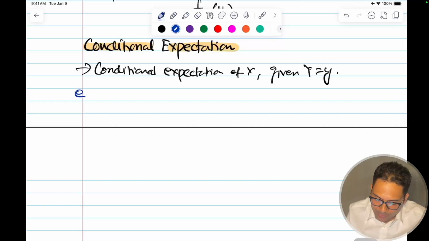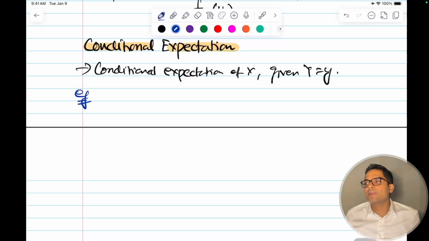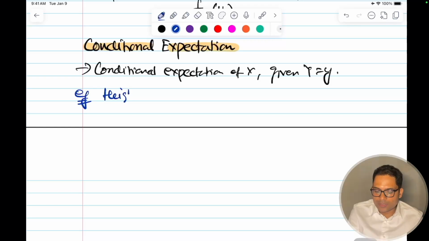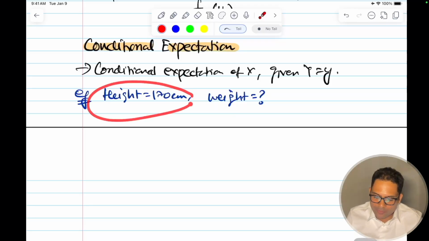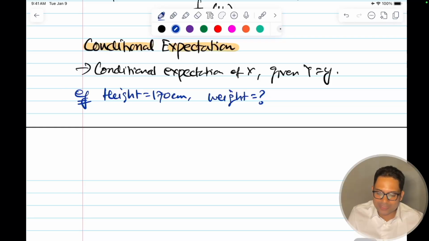So what will be the example? For example, we have the conditional expectation of a person's weight given its height. If you have given height, so for example, if the height of the person is equal to 170 centimeter, then what will be its weight? So this information is available. So this won't be the average weight, right? If I ask you the expectation of the weight, then you will give me the average weight of all the samples, whatever you have. Okay, but if I have given you more information that the height of the person is 170 centimeter.